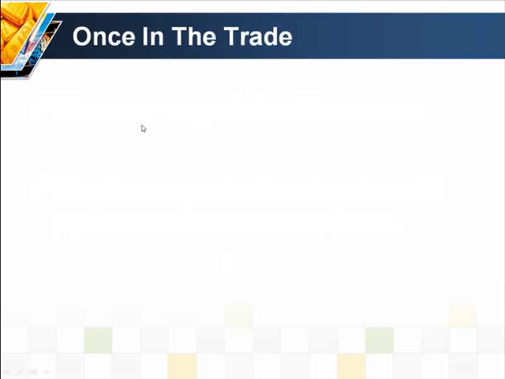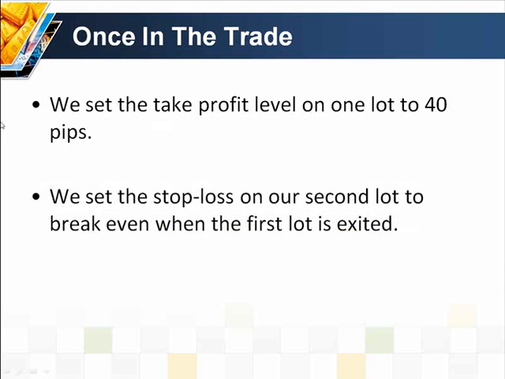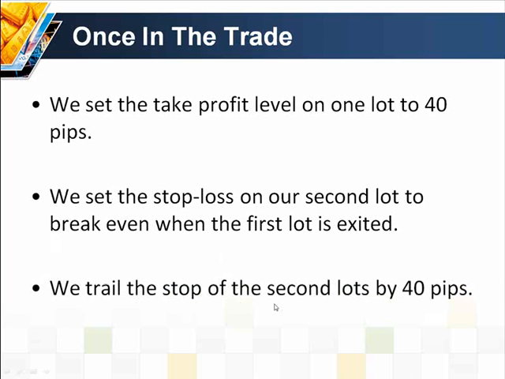And once we're in the trade, we need to manage that trade. So we set our take profit level on one lot to 40 pips. When that first take profit level is hit and our first lot is exited, assuming that the trade does move in our favor, we set the second stop loss, for our second lot, to the break-even point, and we trail that stop by 40 pips. If you're not using the MetaTrader software for your actual trades, you can trail your stop by simply moving it every time the currency pair moves in your favor every 40 pips.